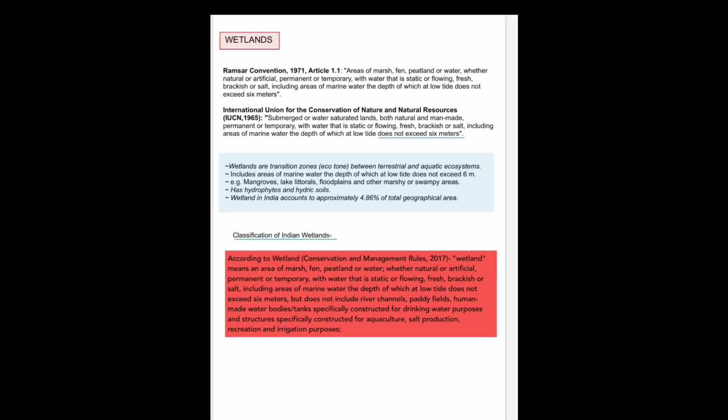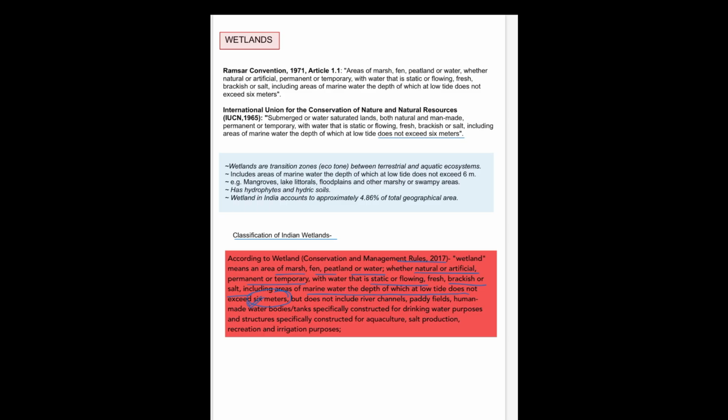So what are wetlands? Wetlands, as defined under the Wetland Conservation and Management Rule 2017, means an area of marsh, fen, peatland or water, whether natural or artificial, permanent or temporary, with water that is static or flowing, fresh, brackish or salt, including areas of marine water, the depth of which at low tide does not exceed 6 meters. So remember, depth should not exceed 6 meters.